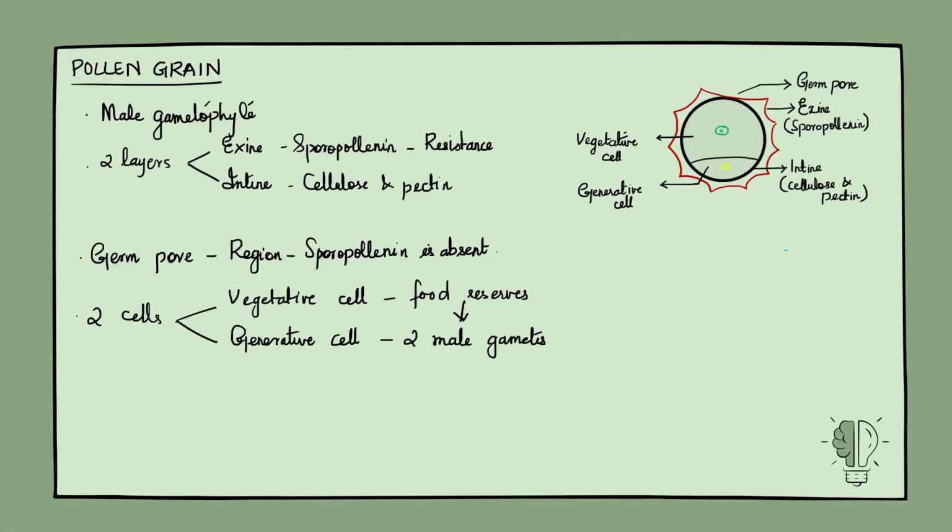So that's it for this session. This was part 1 where we've learned about the male reproductive unit, the process of microsporogenesis and structure of a pollen grain. In part 2, we'll be covering female reproductive unit, Megasporogenesis and Embryo Sac.